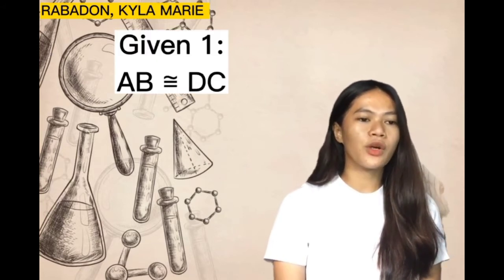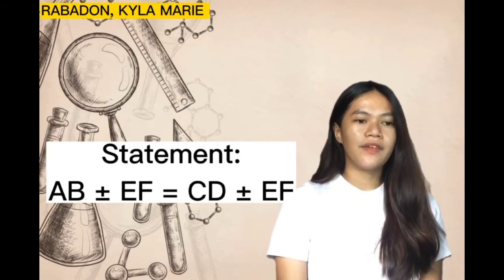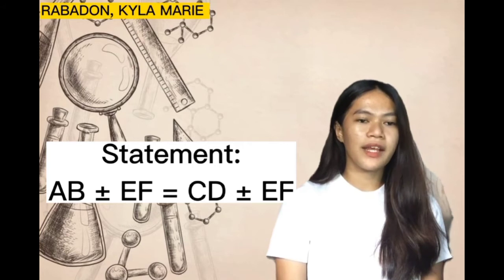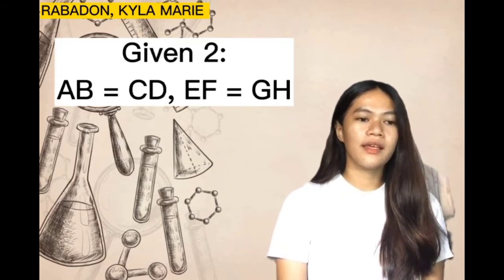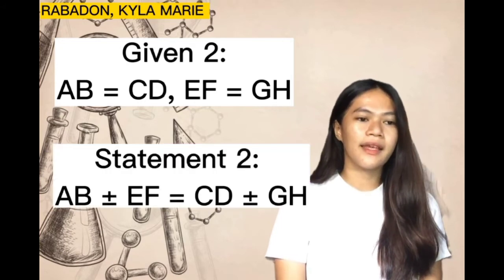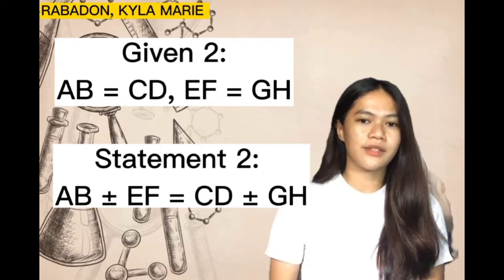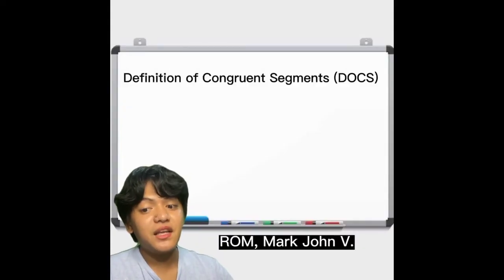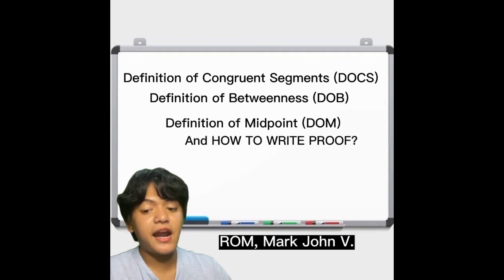Given 1, AB is congruent to CD. Statement 1, AB plus or minus EF equals CD plus or minus EF. Given 2, AB equals CD, EF equals GH. Statement: AB plus or minus EF equals CD plus or minus GH. Definition of congruent segments, definition of betweenness, definition of midpoint, and how to write proof.